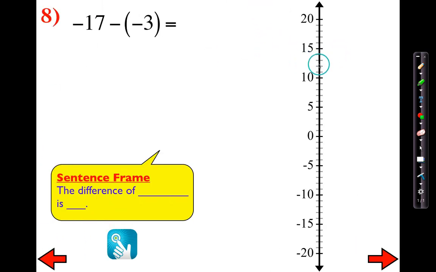Number 8. Go ahead and pause the video and try this one by yourself. So here I'm going to start at the origin. I'm going to go all the way to negative 17, which is about right here. And then from there, subtract means to continue to go down. However, because it's a negative 3, I'm going to switch direction and go up instead. And I'm going to go up 3, 1, 2, 3, which is going to leave me with a negative 14. So here I'm going to say the difference of negative 17 and negative 3 is negative 14.